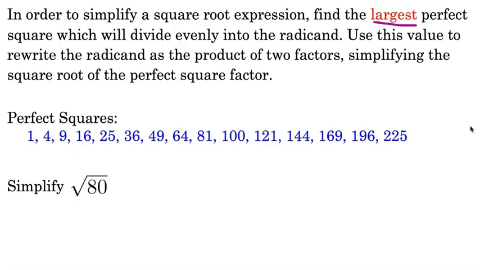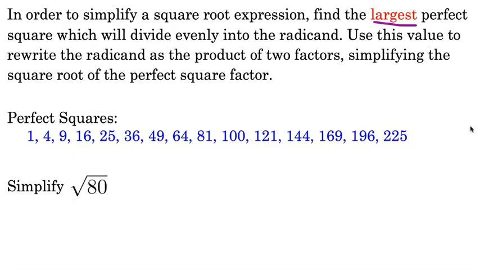Use this value to rewrite the radicand as the product of two factors, simplifying the square root of the perfect square factor. Okay, so this is, in words, what we spoke about on the previous slide. You can see a list of the first 15 perfect squares, always nice to reference.